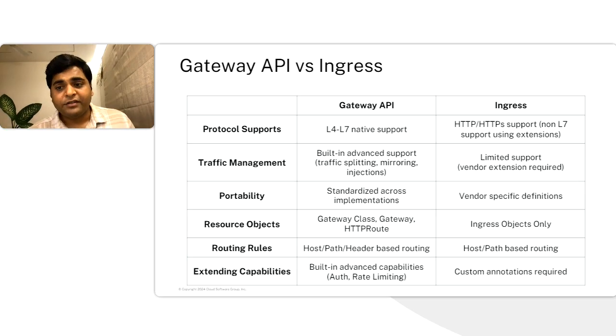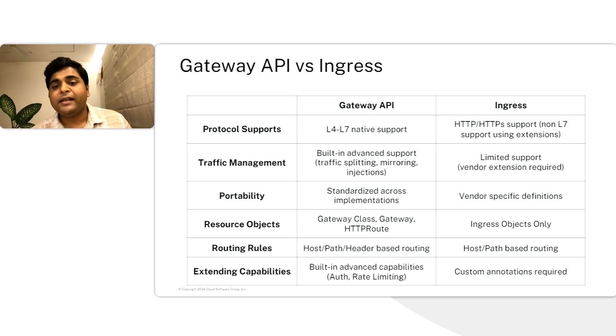The resource objects: as you have seen, Ingress was the one object which became a challenge for different personas to create, whereas in the Gateway API, there are now three different entities, managed by three different personas. Like I mentioned in traffic management, advanced traffic management is simplified in the Gateway API. Similarly, routing rules are also simplified in the Gateway API.